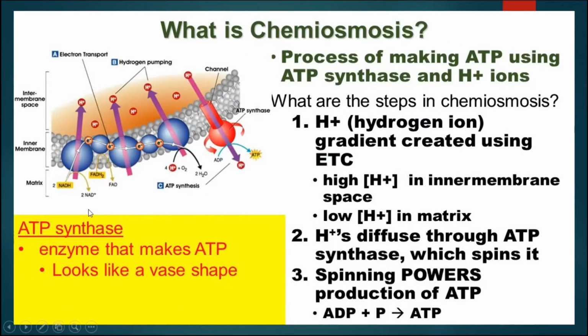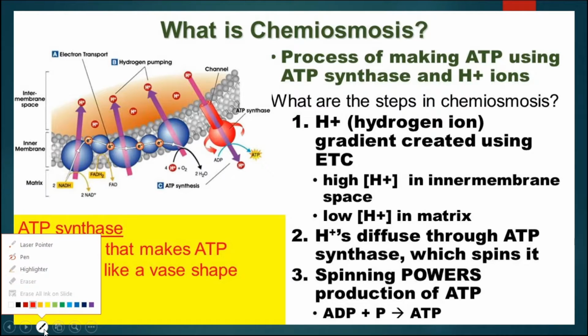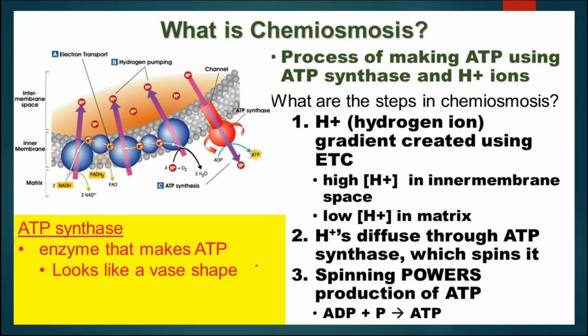Now, in this chapter, we have discussed the light reaction and dark reaction, in which ATP was synthesized. Now, this topic is about chemiosmosis. Chemiosmosis is the process for making ATP, and it occurs with the help of the enzyme ATP synthetase as well as the proton ions, H plus ions.